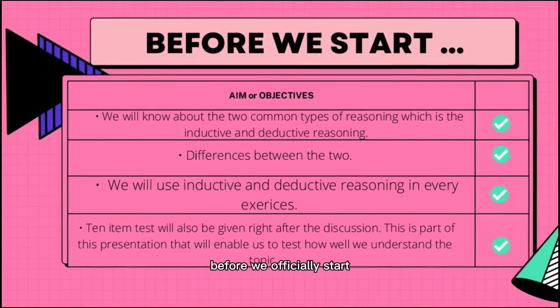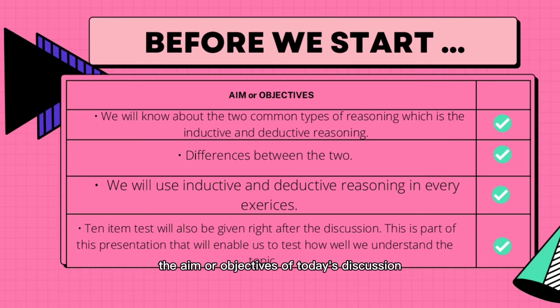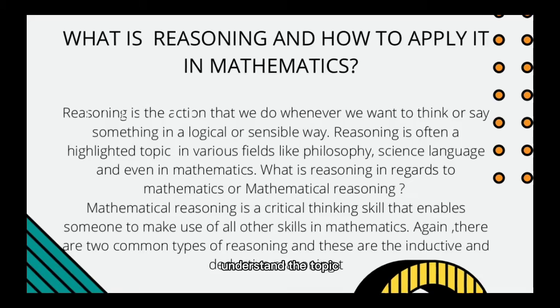Before we officially start, let me first tell you the aim or objectives of this discussion. We will know about the two common types of reasoning, which are inductive and deductive reasoning. We will also talk about the differences between the two, and we will use inductive and deductive reasoning in every exercise. A 10-item test will also be given right after the discussion. This is part of the presentation that will enable us to test how well we understand the topic.